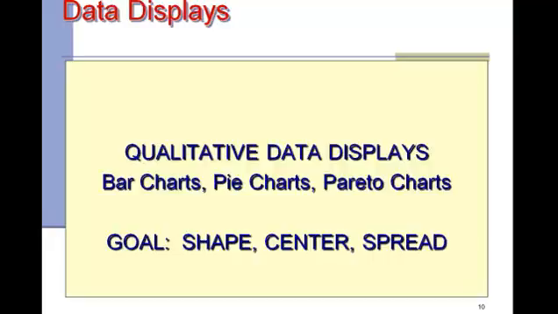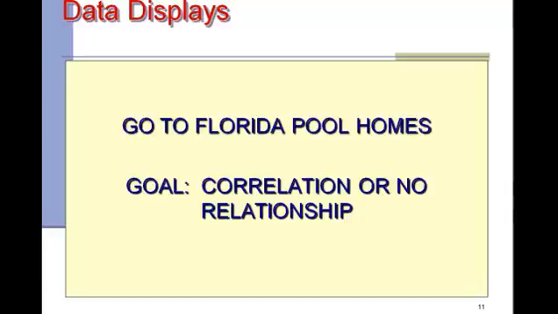The shape of the data. Has it got one mode, two modes, three modes? Is it mound-shaped or bell-shaped? Where are most of the data values clustered? What is the spread of the data? Is it really widely distributed, or is it narrowly distributed?